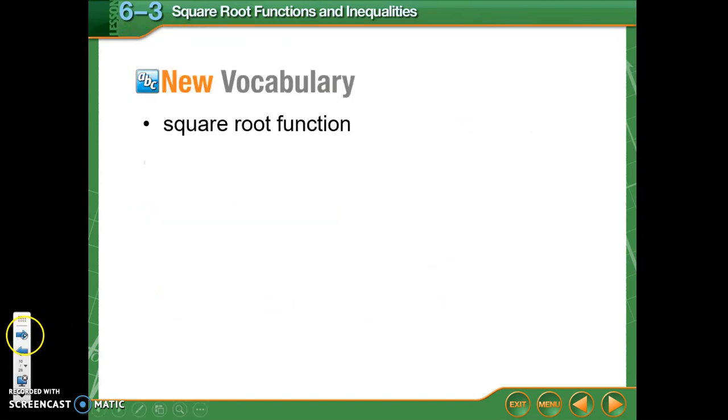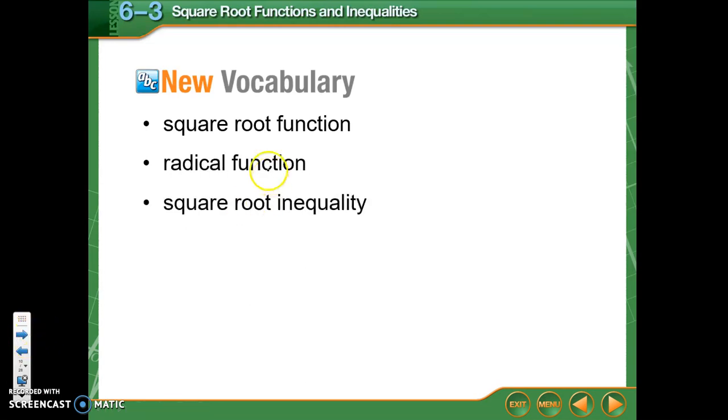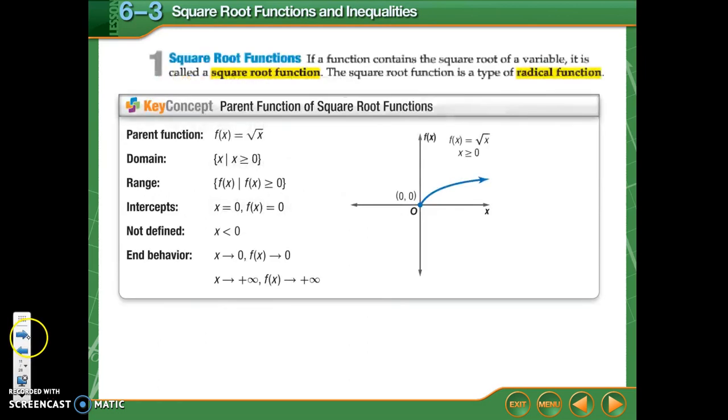New vocabulary to be on the lookout for: square root functions, radical functions, and square root inequalities. So as we go through the notes, you should make sure you jot down the definition or make sure you understand what it means when those terms come up.